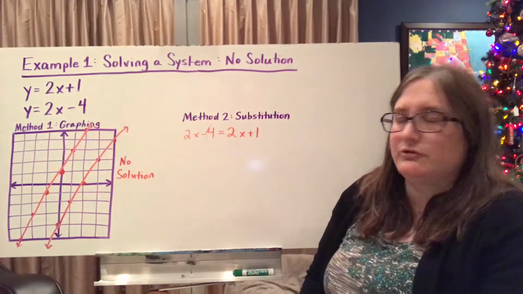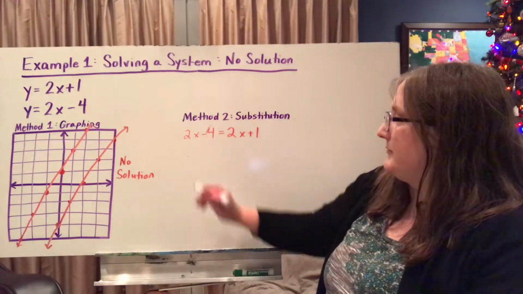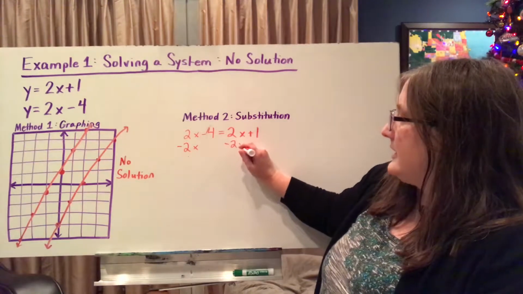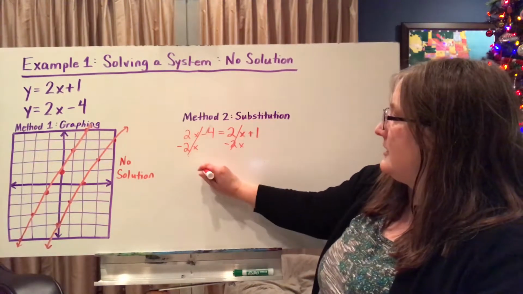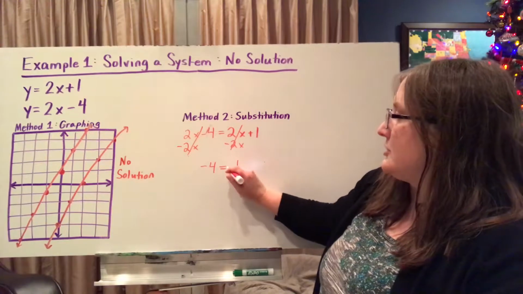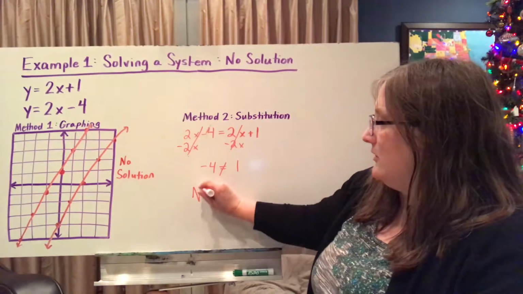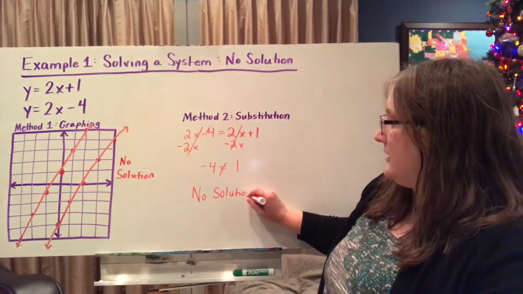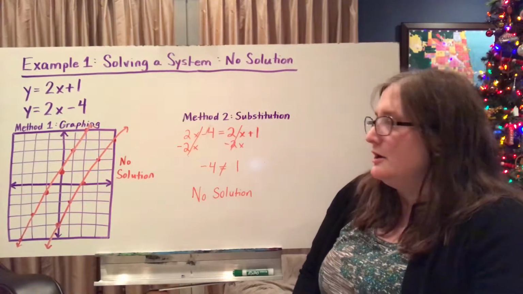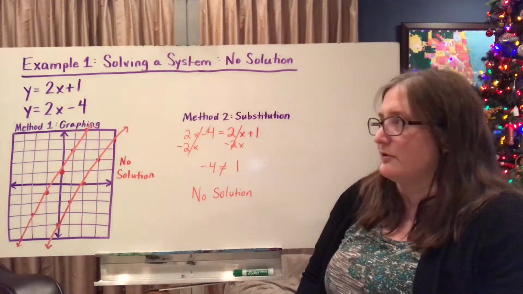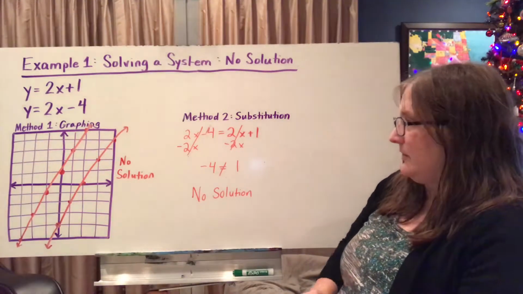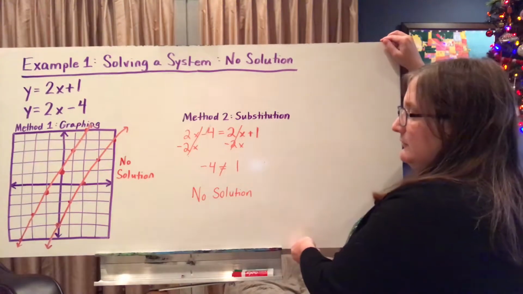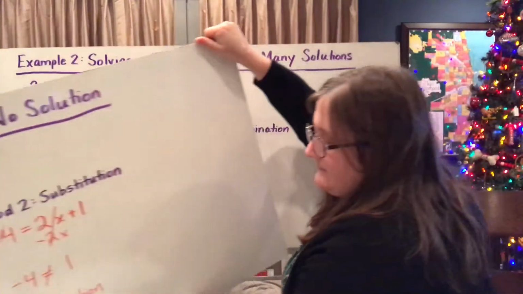Now I'm going to try to solve this system. If I subtract 2x to get rid of the x's on this side, they cancel out on both sides, and I end up with negative 4 equals 1, which I know is never true, so I don't have any solutions. We've tried two different methods and we get no solution for both of them, so we know that there isn't a solution for this system. Anytime we see that our lines have the same slope, they're parallel, and we're not going to have a solution to our system.